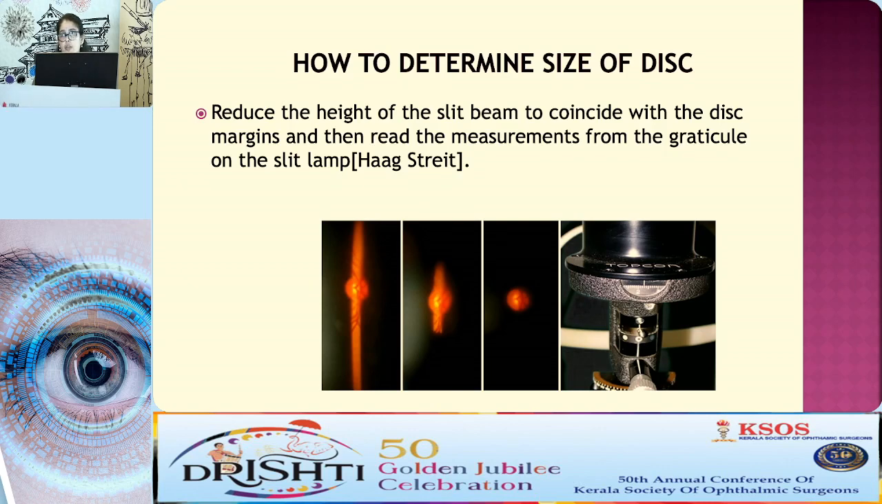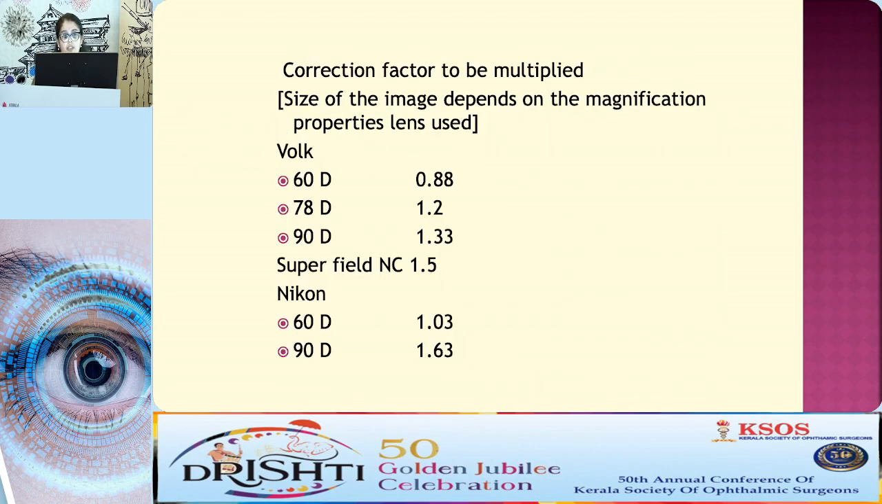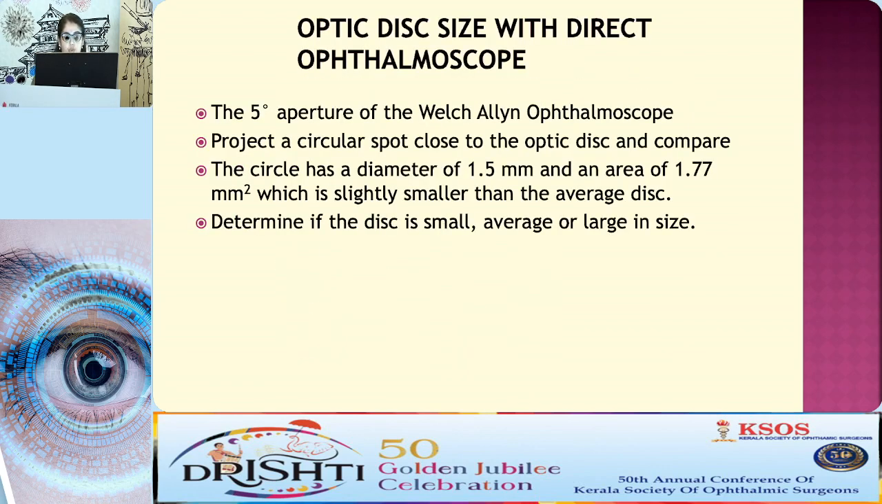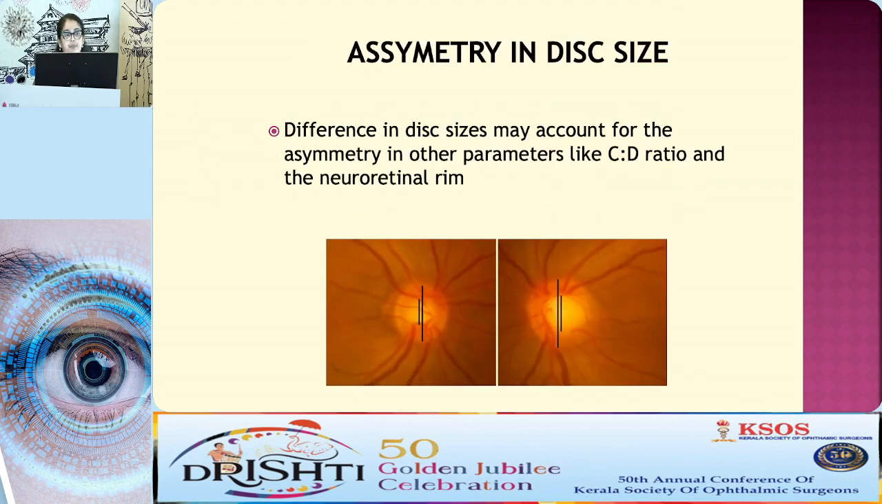Now with the advent of OCT, we don't usually do it, but still you can know that if you have a Haag-Streit model with this graticule, you can easily measure off the size of the disc and multiply it with a correction factor for the lens used. Similarly, the direct ophthalmoscope Welch Allyn 5-degree aperture has a diameter of 1.5 millimeters and you can compare the disc size with that and classify the disc.